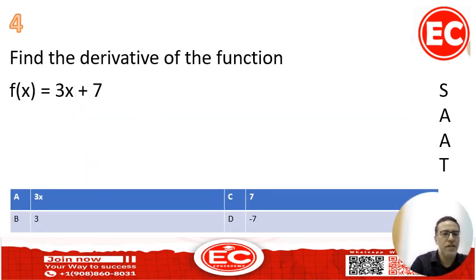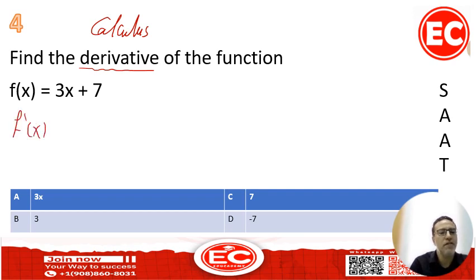Find the derivative. So this is calculus, differentiation of the function f of x is equal to 3x plus 7. We all know that the derivative of any coefficient of x is equal to the coefficient. And for any linear expression, 3x, 7x, 9x, its derivative is the coefficient. And any number, its derivative is 0.